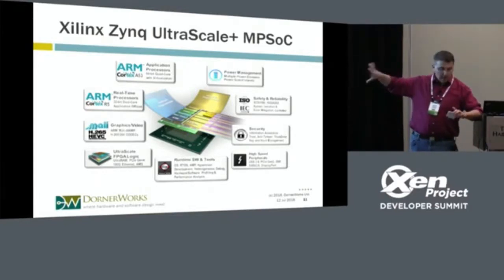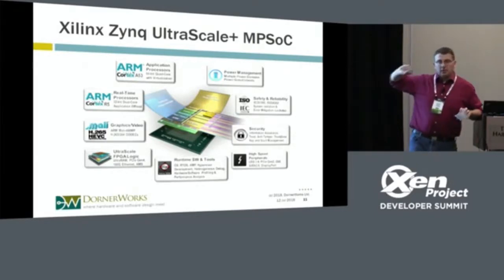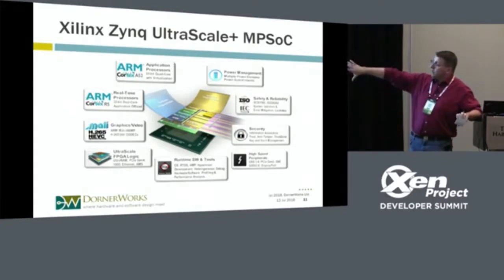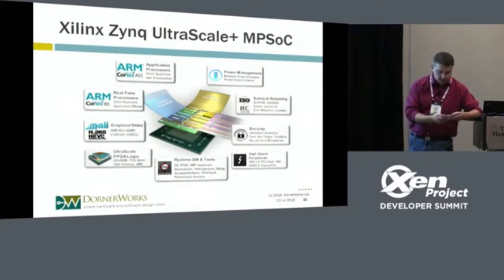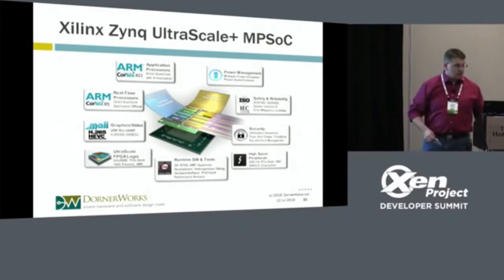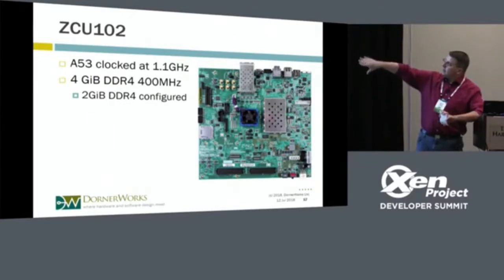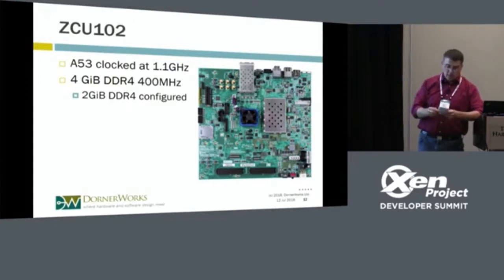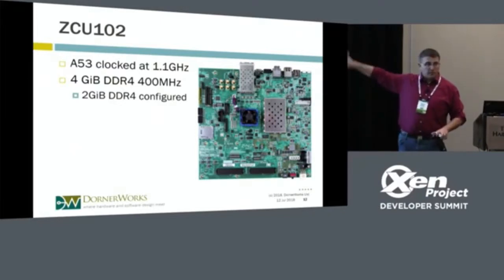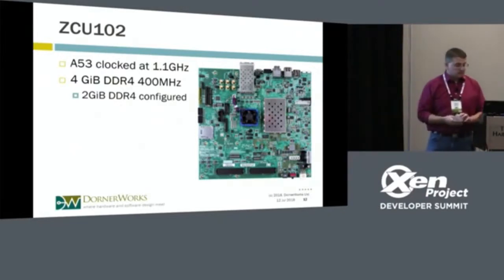It has a GPU, an SMMU v2, and an FPGA, so you can do all sorts of fun stuff with this. But most importantly, it has a quad A53 cluster with a GIC v2, 64 kilobytes of L1 cache and 1 megabyte of shared L2 cache. Our development board is the ZCU102, again from Xilinx, with those A53s clocked at 1.1 gigahertz and the DDR4 clocked at 400 megahertz, and then a host of other peripherals if you're interested in doing development.